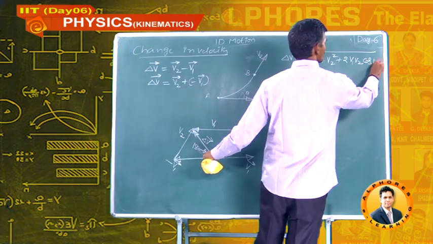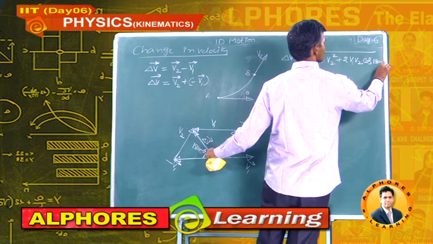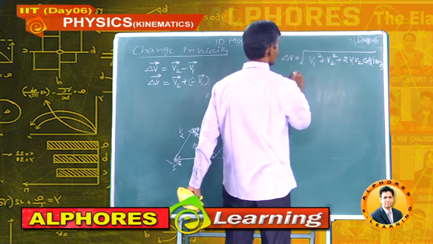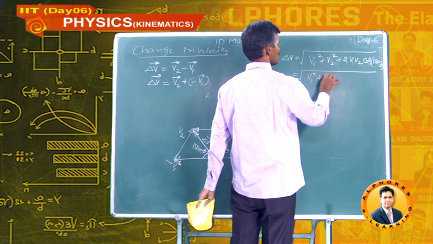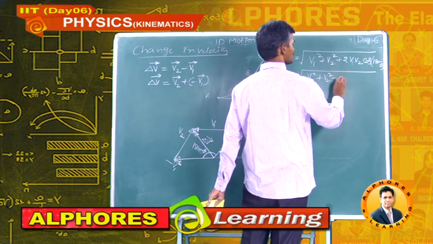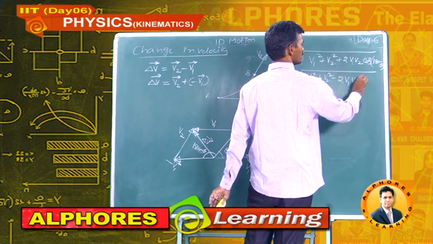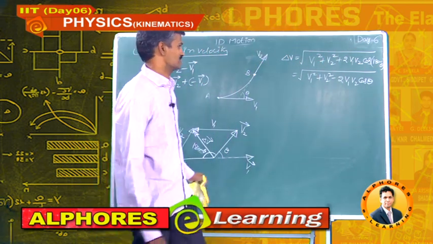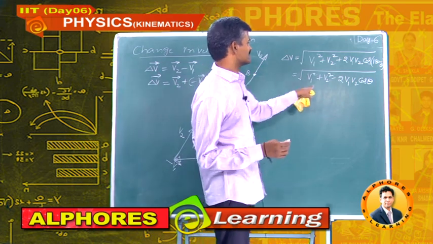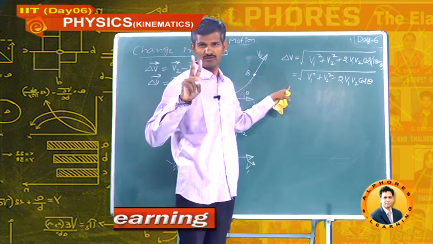So this is 180 minus theta. So this will be under root V1 square plus V2 square minus 2V1 V2 cos theta. For our convenience, I am considering two cases only.